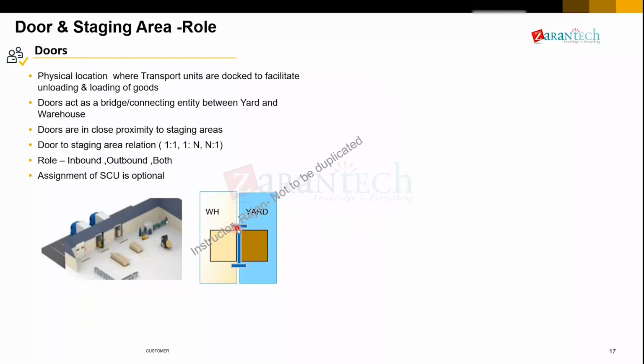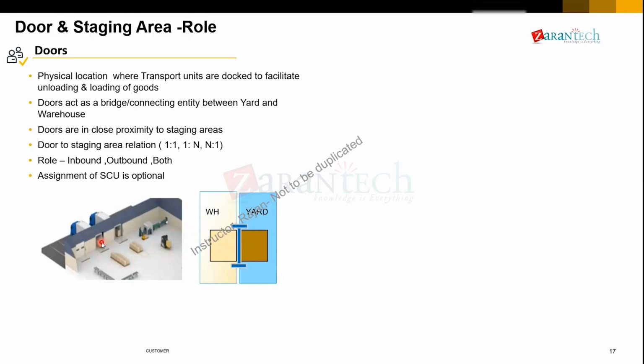It is a common entity which needs to be duplicated. Maybe the door bin is created twice, one for the warehouse and another for the yard, and these two door bins are mapped with the common door entity. The door to staging area relationship could be one to many, one to one, or n to one. We can dedicate a door for inbound or outbound purposes, or if there is a need to use it both for unloading and loading, then we can use it for both. And assignment of a supply chain unit is optional, not like the warehouse. For the warehouse it's mandatory, but door assignment to a supply chain unit is optional.